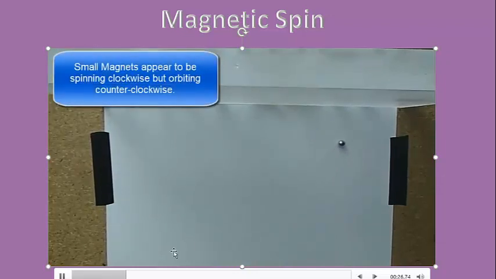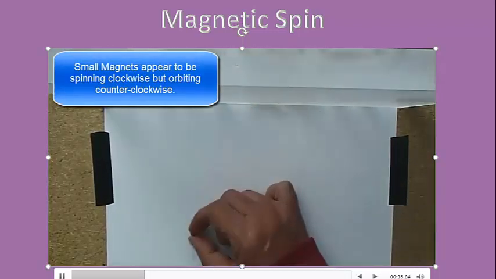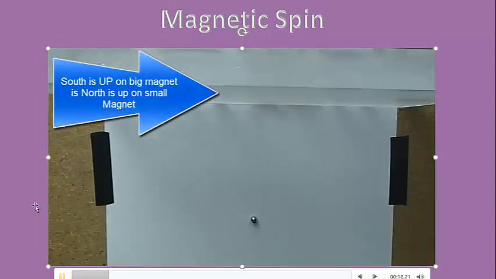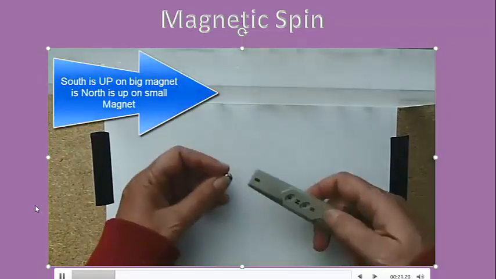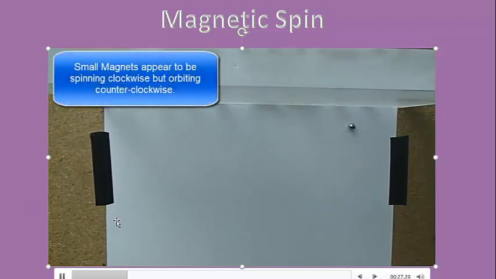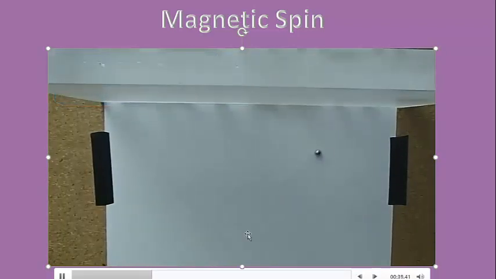So look, you can see that the small magnet appears to be spinning clockwise. With the two magnets, one on the other, I was able to see the spinning that was hard to see with just the single magnet. Okay, you can see it is spinning. I'm going to go back a little bit here. Let's have a look at that. Again, I just wanted to show you that that's the North Pole. The North Pole is up, and you can see that it's spinning and it's precessing as it's spinning. So it looks like it's spinning clockwise, but it's orbiting counterclockwise. It's orbiting this way, taking this path.